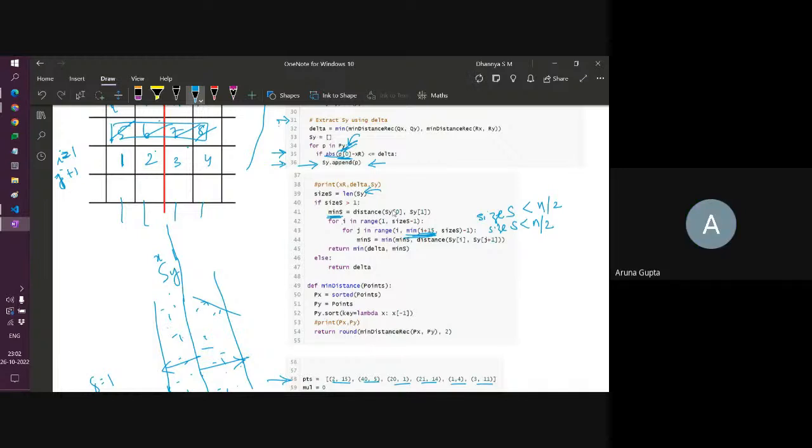Okay, got it, ma'am. So it will not run for n by 2 times, it will only run for 15 or n by 2, whichever is smaller. Otherwise we would be having n squared. Now it is clear. Thank you, ma'am.